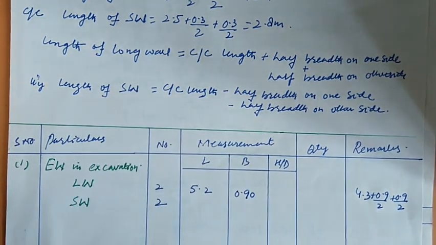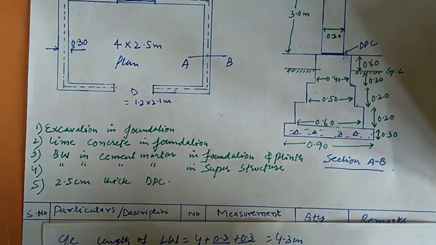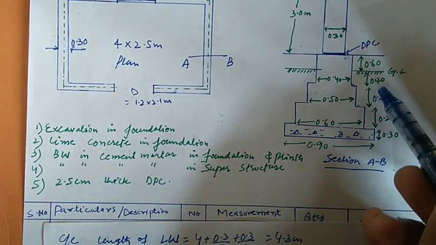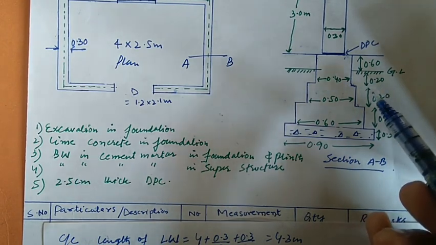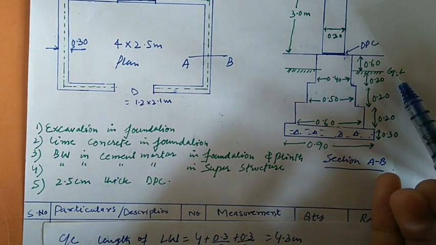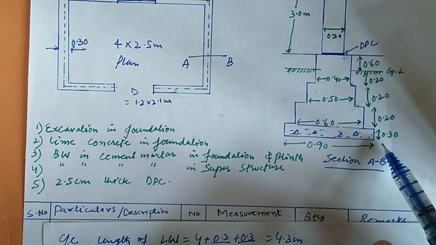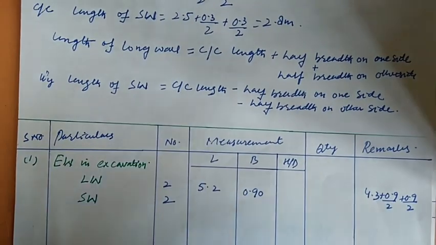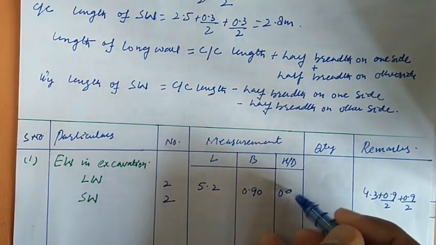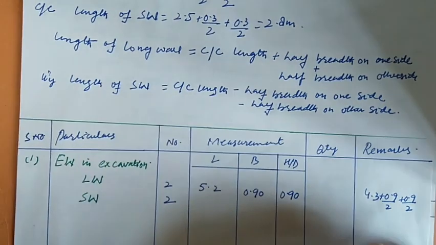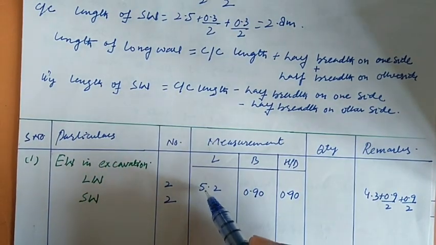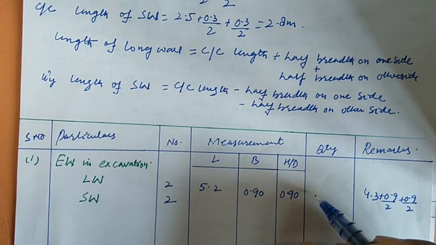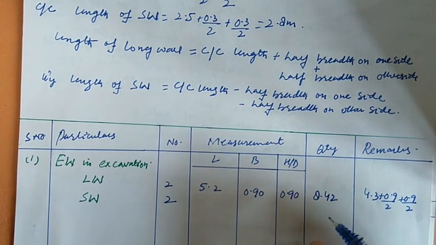Now talking about the height, we can calculate it from our section, that is 0.3 plus 0.2 plus 0.2 plus 0.2, because we are doing the excavation. This is our ground level. From ground level up to the bottom, the total height is 0.90. So we can write it down here, 0.90, and then multiply 2 multiplied by 5.2 multiplied by 0.90 multiplied by 0.90, it will be 8.42.